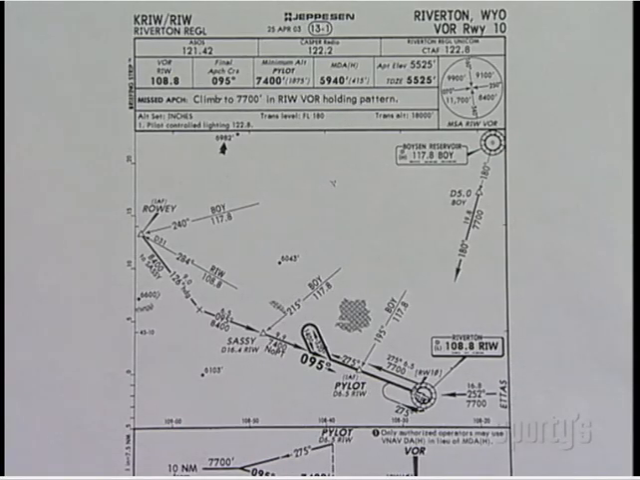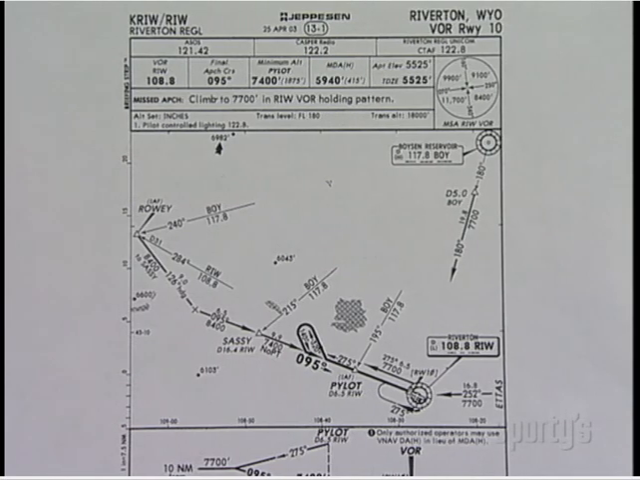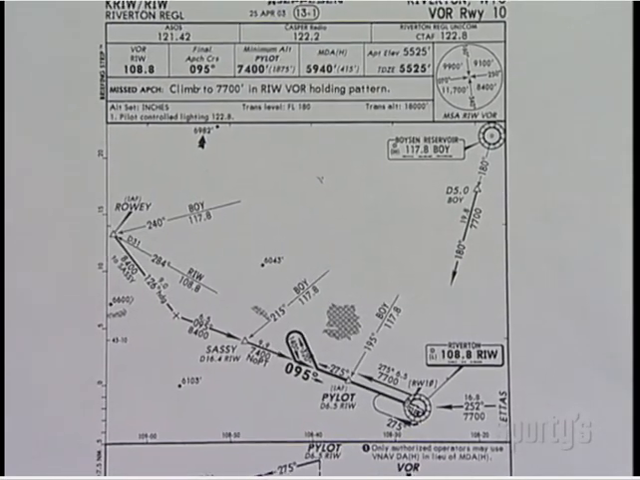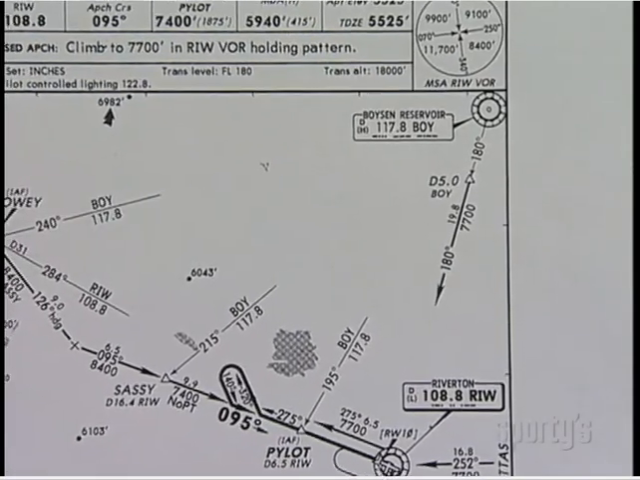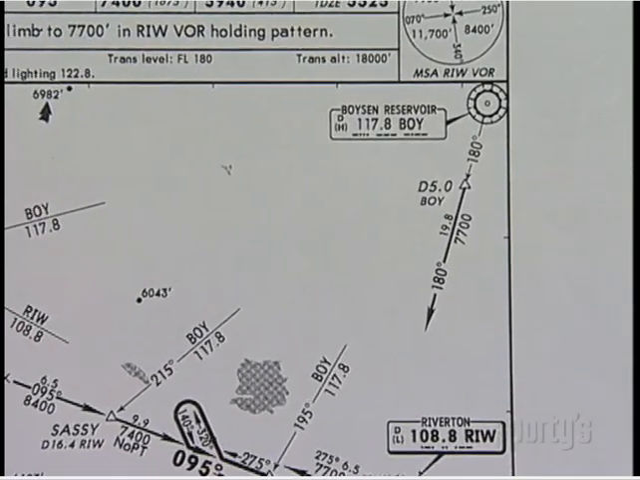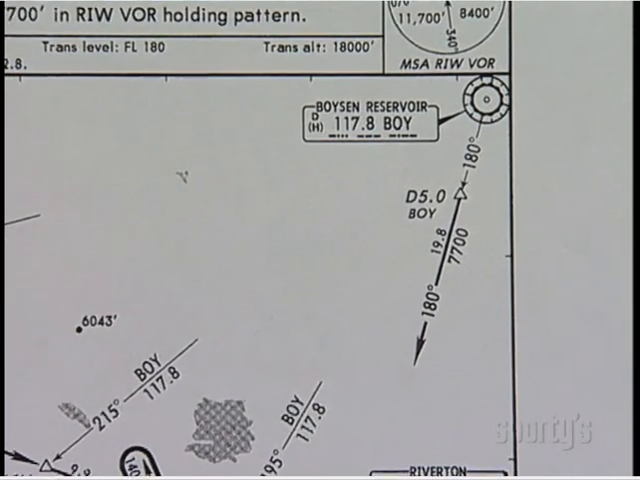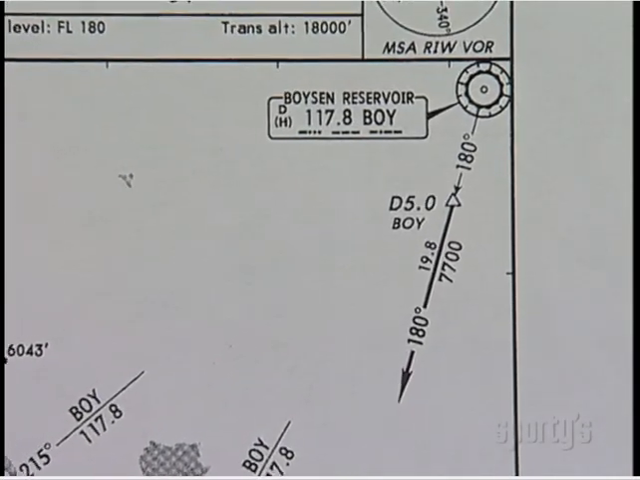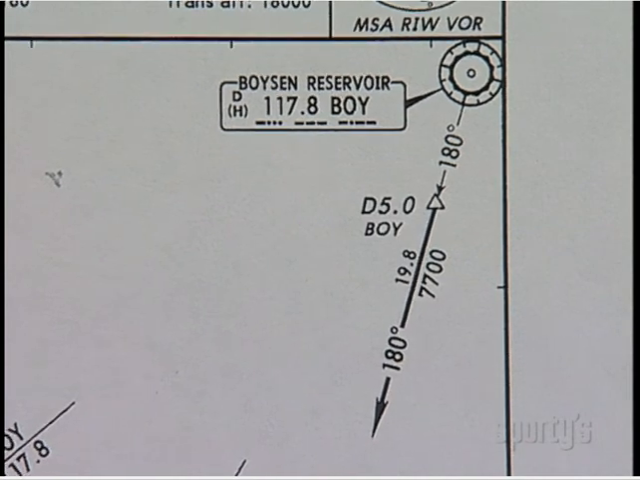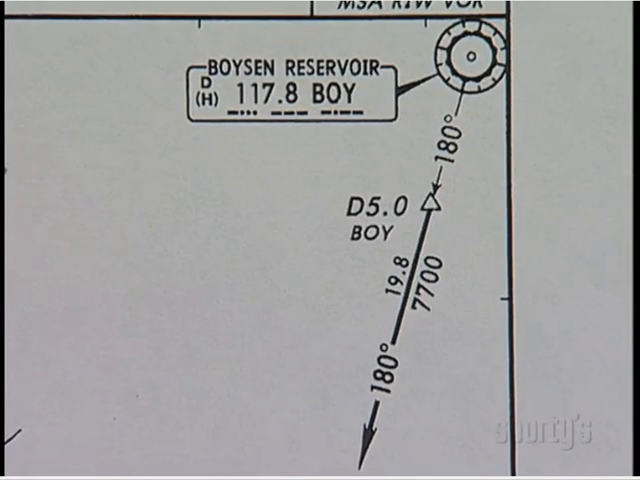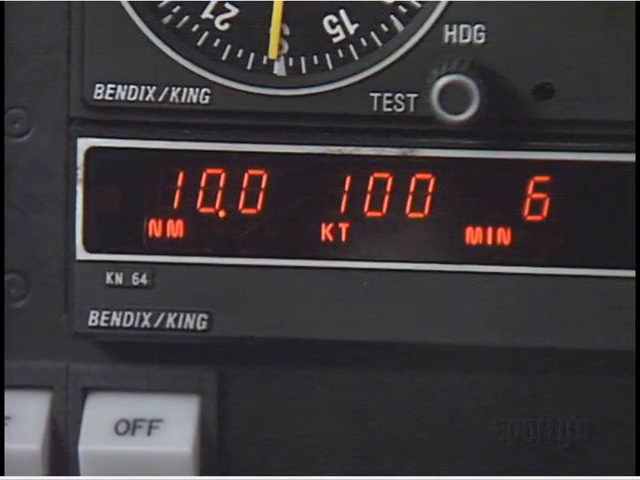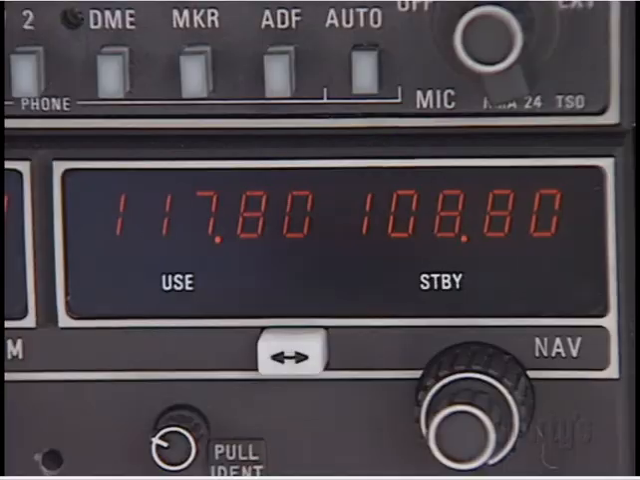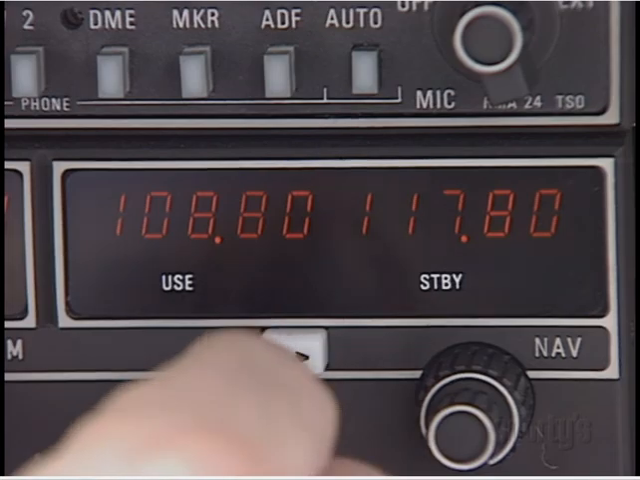Inbound from the north on the airway leading to the Boysen Reservoir VOR DME and cleared for the VOR runway 10 approach, follow the approach transition to Riverton via the 180-degree bearing at a minimum of 7,700 feet. The distance to the Riverton VOR DME is 19.8 miles. Halfway between the VORs, change over to the Riverton VOR DME.